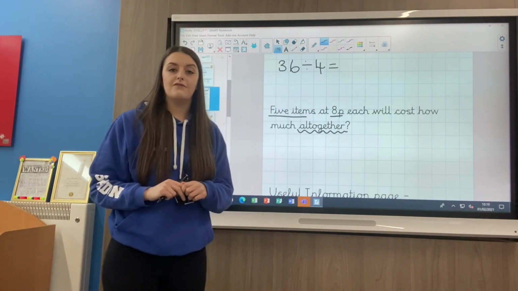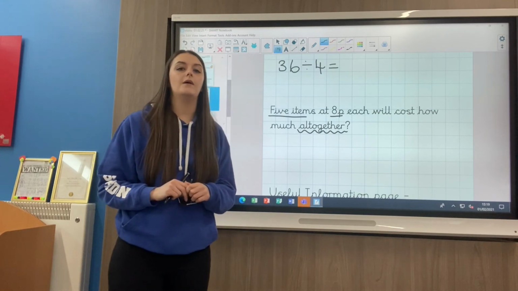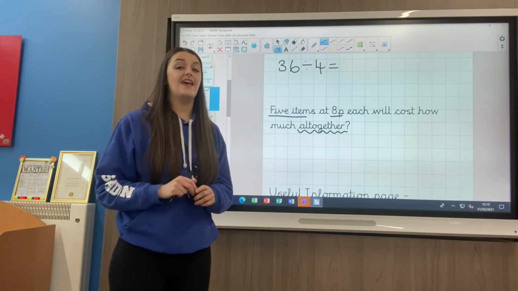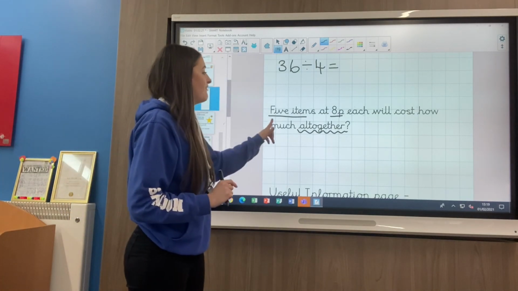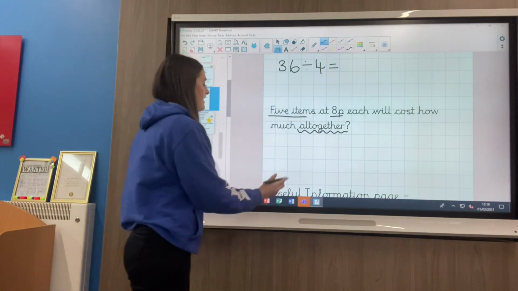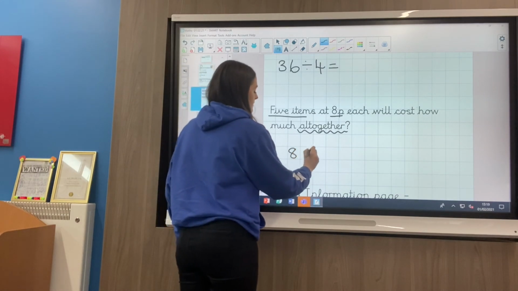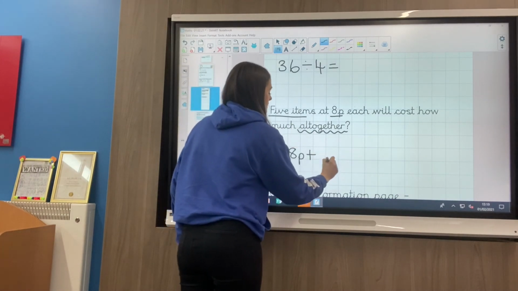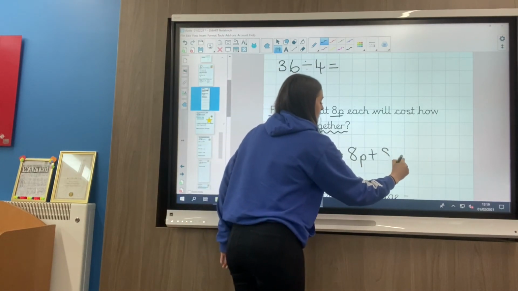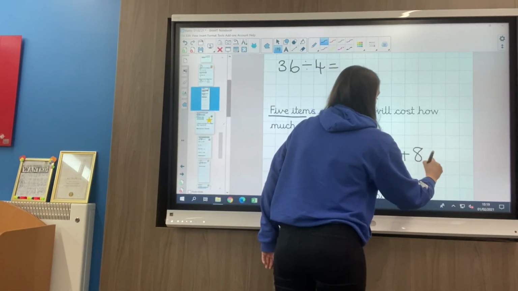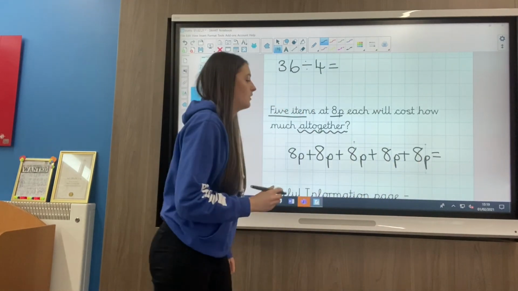Now I know lots of you might be saying there's a much quicker way of doing that, and I'm sure you'll see in a minute another operation that we could use. So 5 items at 8p each. So here's one item, 8p. Add my second one, 8p. My third one, 8p. My fourth one, 8p. And my fifth one. Okay.